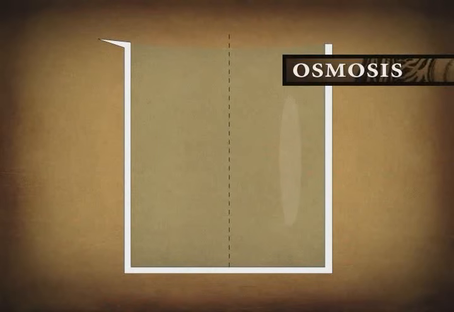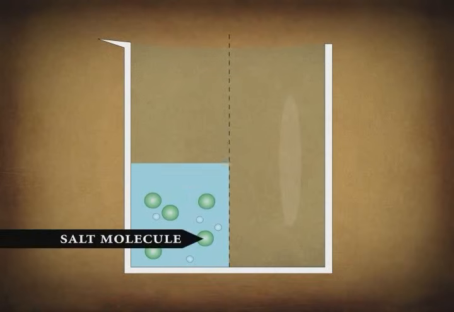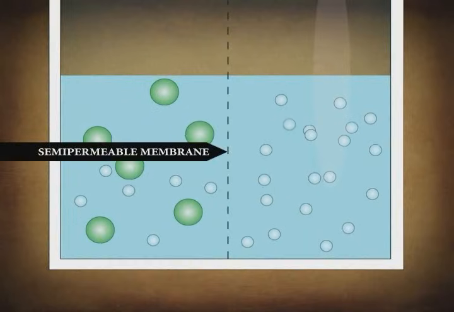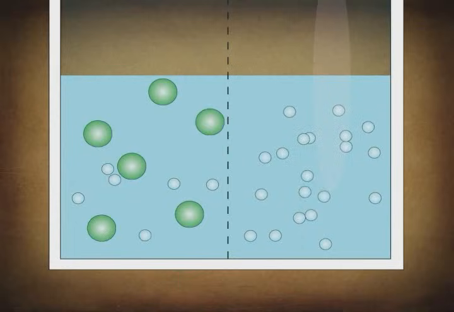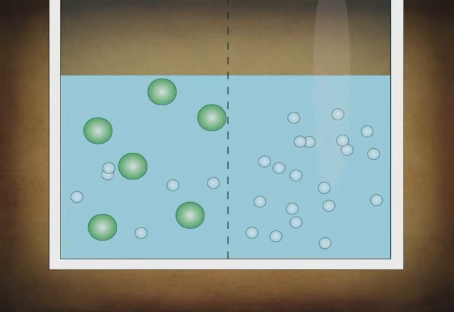Another type of diffusion is called osmosis. The left side of this beaker is filled with a salt solution, while the right side is pure water. A semi-permeable membrane separates the two compartments. It allows water molecules to pass through, but not salt molecules.